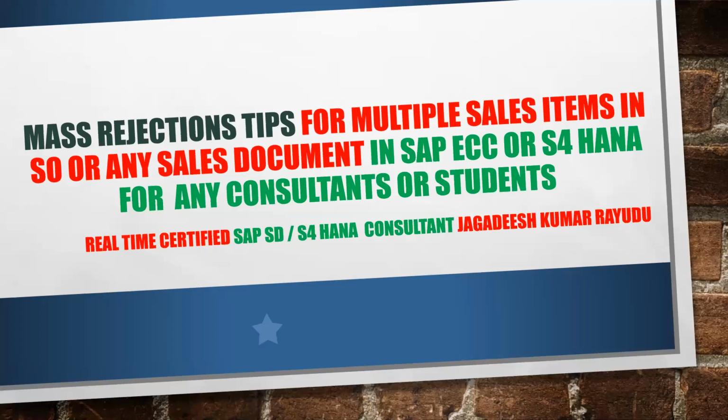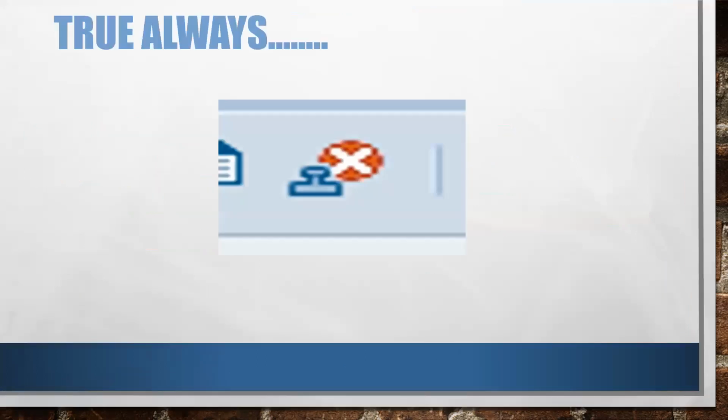Hi, welcome back. Another important tip: how we can do mass rejections of line items in a single sales order, multiple sales items, or in a sales document for that matter. If you see, this is the place where you can do this, and I'll show you.